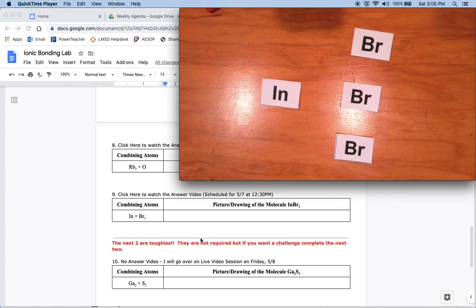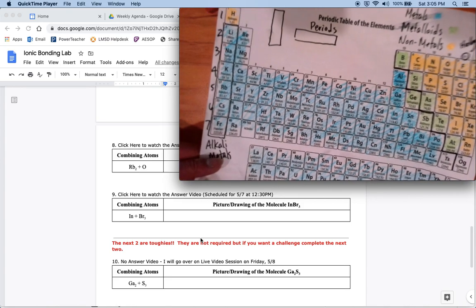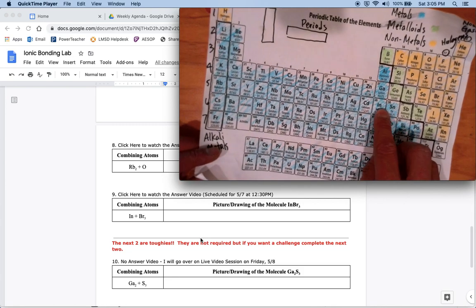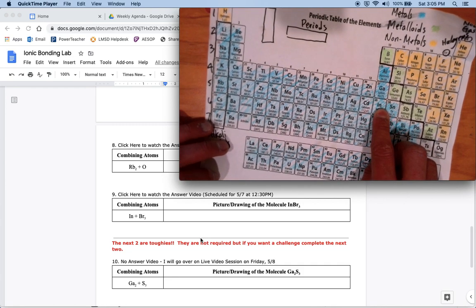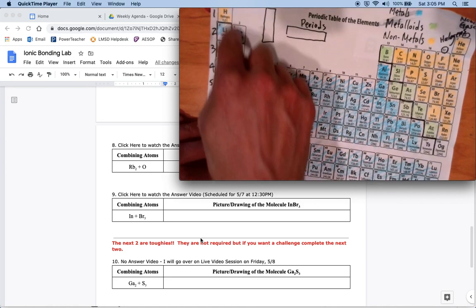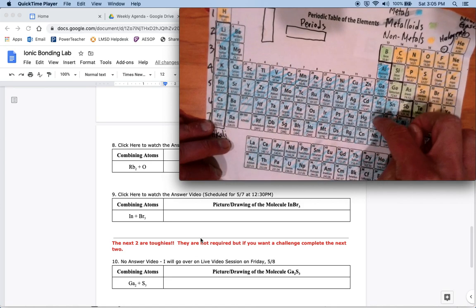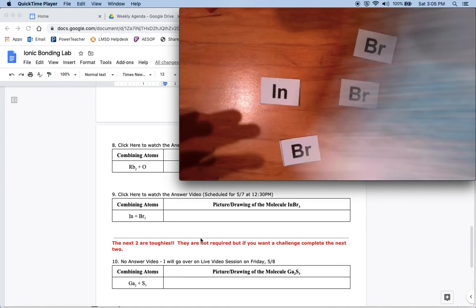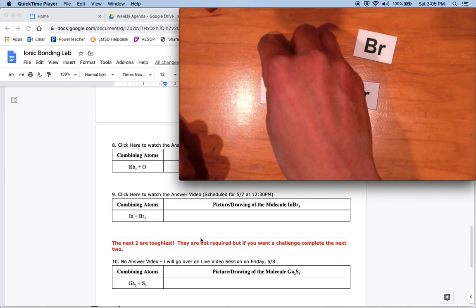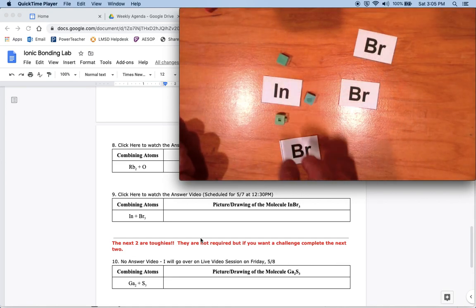So let's start just like what we've always done. Let's look at our periodic table, and I see that indium is right there. Skip all this. It's in the third column, tall column group. So I know it's going to have 3 valence electrons: 1, 2, and 3.